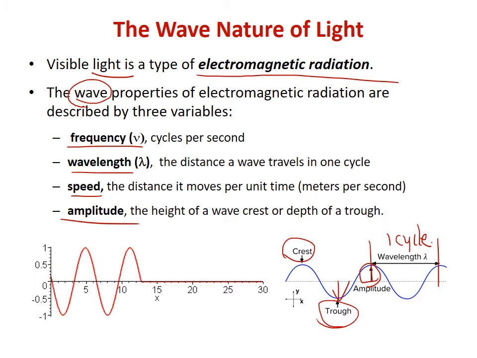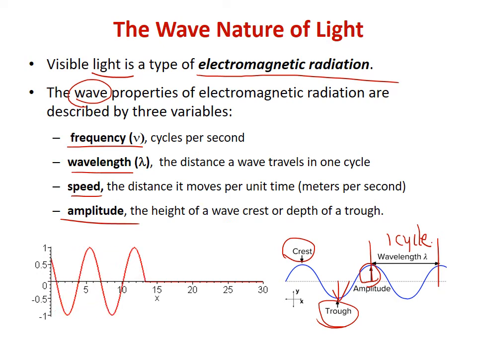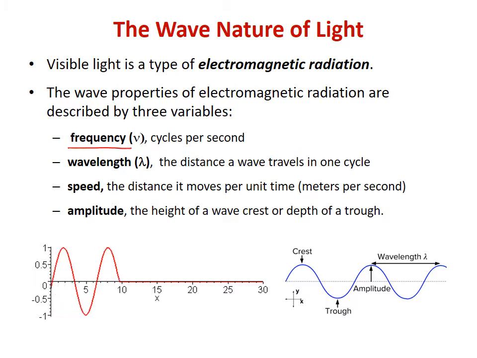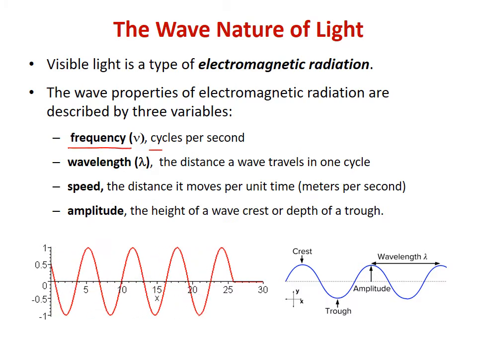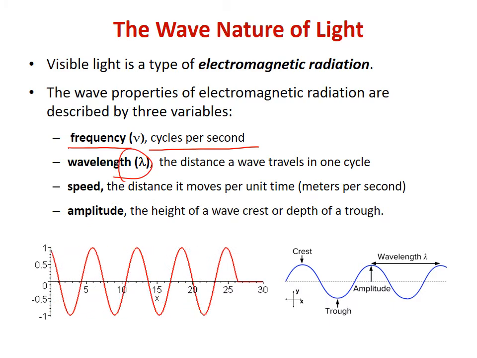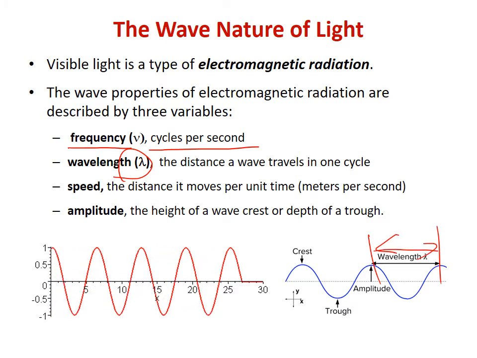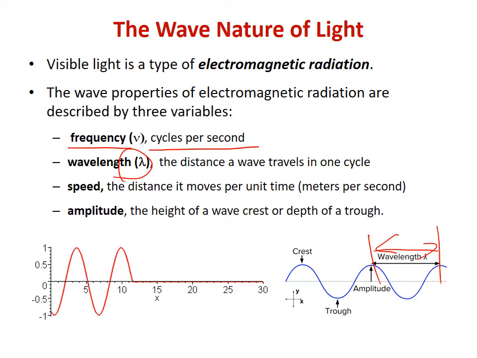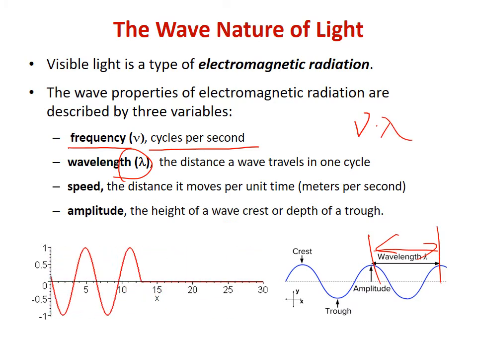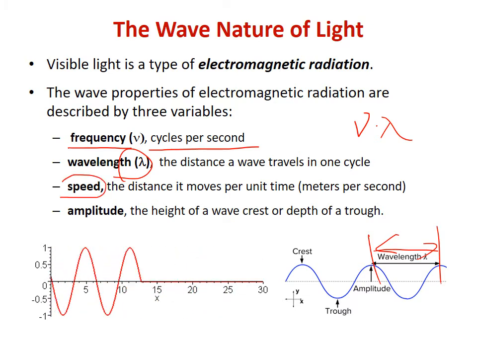Wavelength is the distance between two adjacent crests, which is considered the distance a wave travels in one cycle. The speed of a wave is the distance it moves per unit time, which is meters per second. Frequency is defined as how many cycles a traveling wave travels per second. Wavelength is the distance a wave travels in one cycle. So the product of these two, frequency times wavelength, gives you how far a wave travels in 1 second, and that is the speed.